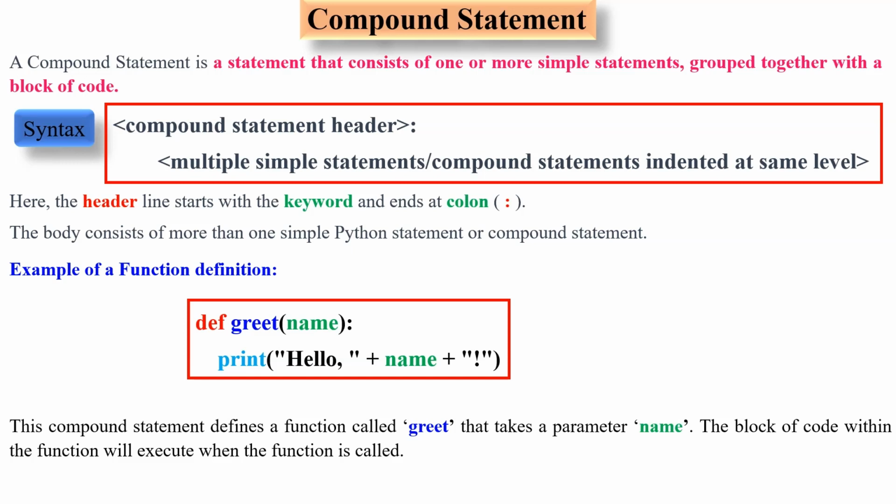Here is an example of a function definition. def greet(name): print("Hello " + name + "!"). This compound statement defines a function called greet that takes a parameter name. The block of code within the function will execute when the function is called.